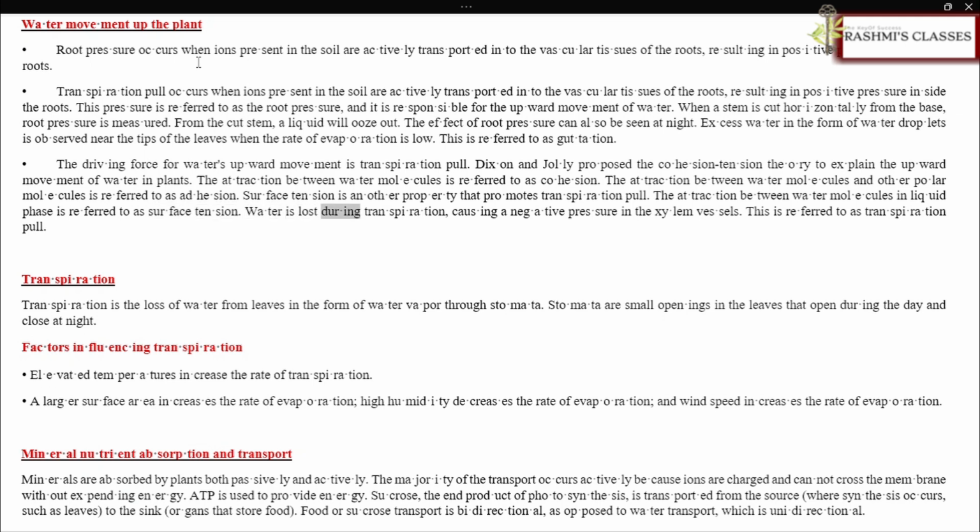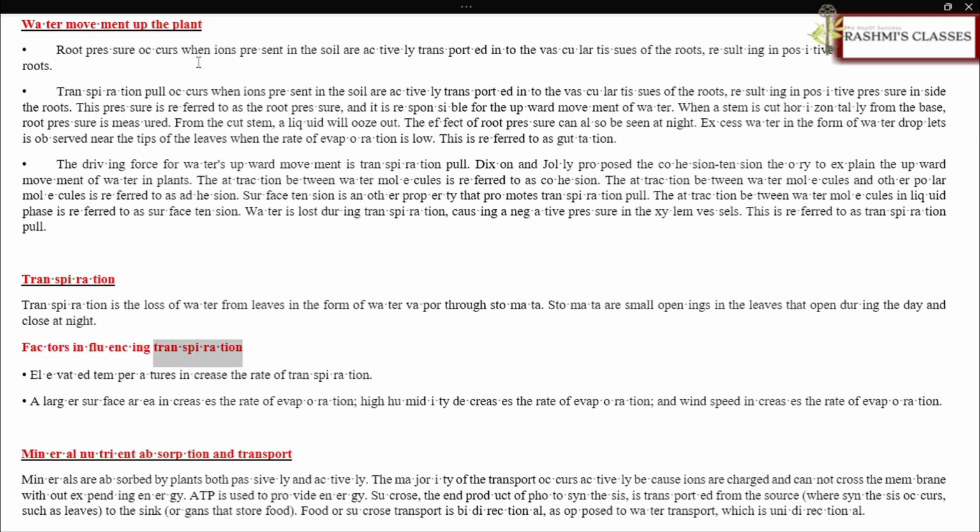Water is lost during transpiration, causing a negative pressure in the xylem vessels. This is referred to as transpiration pull. Transpiration. Transpiration is the loss of water from leaves in the form of water vapor through stomata. Stomata are small openings in the leaves that open during the day and close at night.